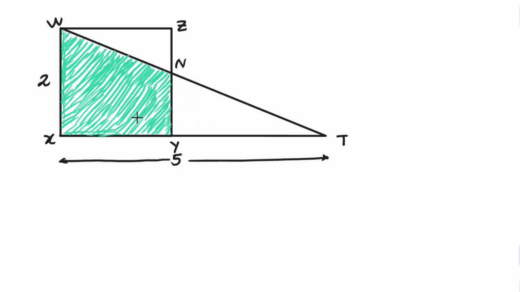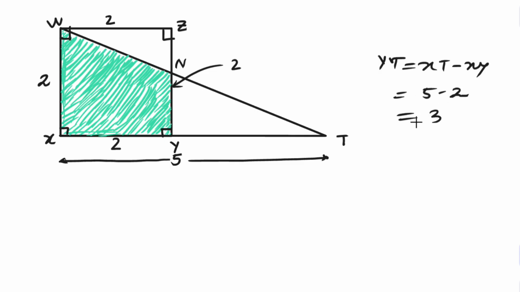Let's start by using the information about the square. Since WXYZ is a square, all 4 angles are 90 degrees and all 4 sides are equal. That means WX equals XY equals YZ equals ZW, and each of these sides has length 2 units. Now let's find the length of YT. The entire base XT is 5 units, while XY is 2 units. So YT equals XT minus XY, which is 5 minus 2, giving us 3 units.